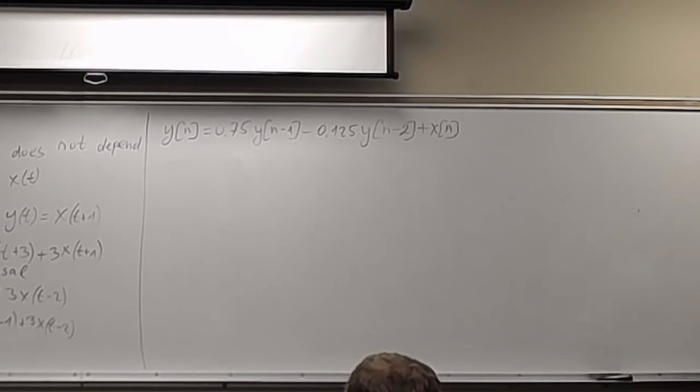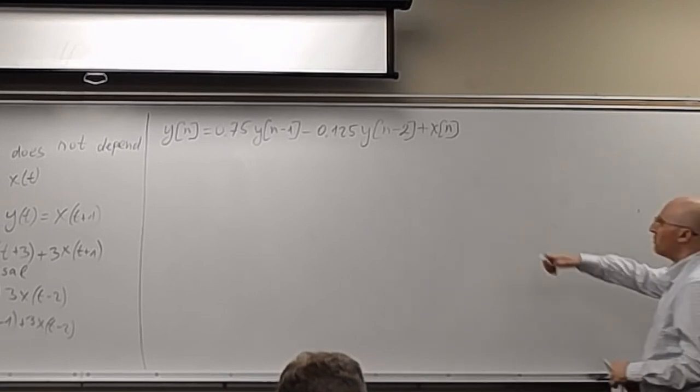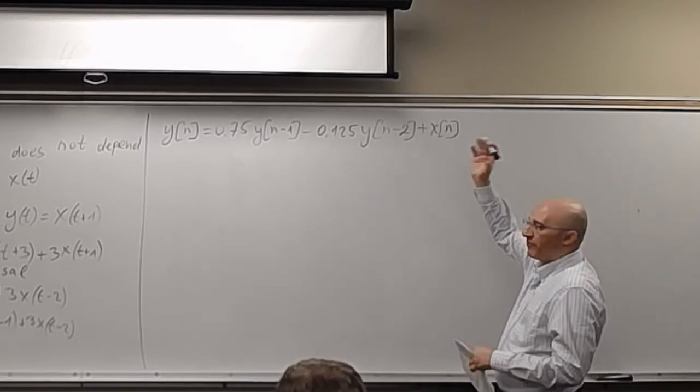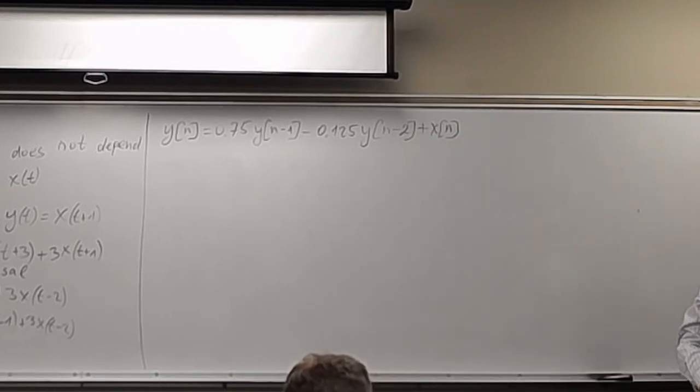How about time invariance? Is it a time invariant system? Yes. Why? Because there's no n multiplier on the outside. So if you put n minus n zero, then it's going to be the same system. Exactly. So you don't have any dependence on pure n or time. There is no n multiplying here or there or any other function of n anywhere outside, which means that this is a time invariant system.